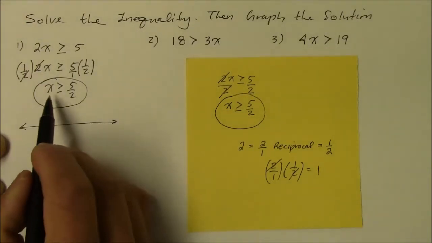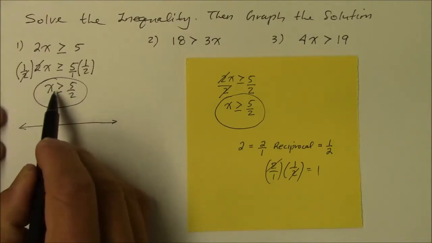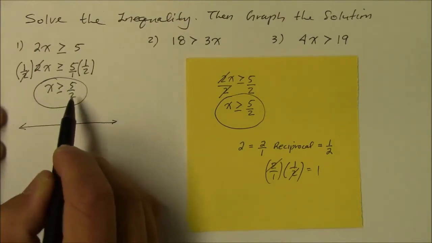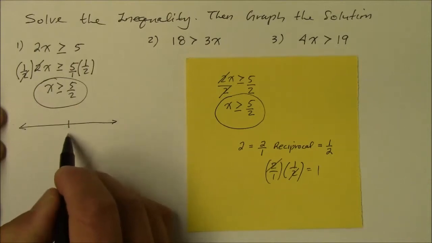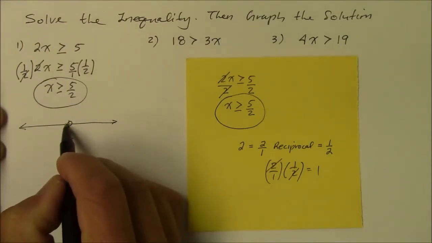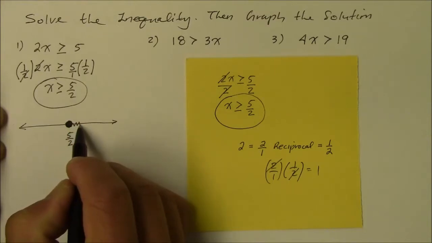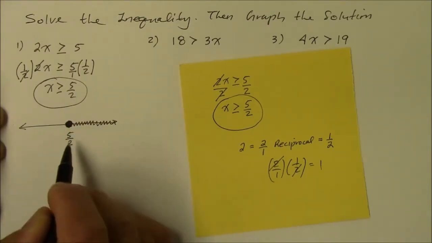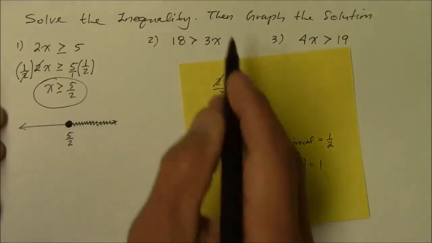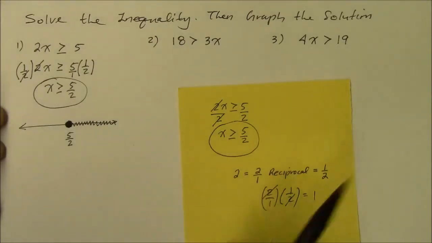What it says is, choose numbers to satisfy this inequality that are greater than or equal to 5 over 2. So what number are we talking about? 5 over 2. And greater than or equal to implies a closed circle. It includes this number, and greater than means it's to the right. And that completes my solution for this direction. Now, using this reciprocal method, try numbers 2 and 3 on your own. Come on.